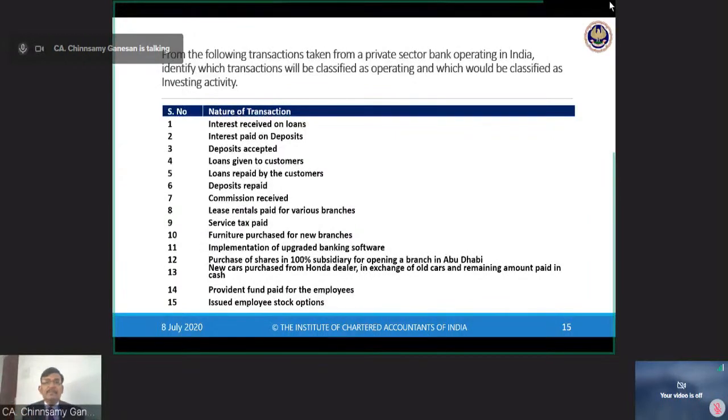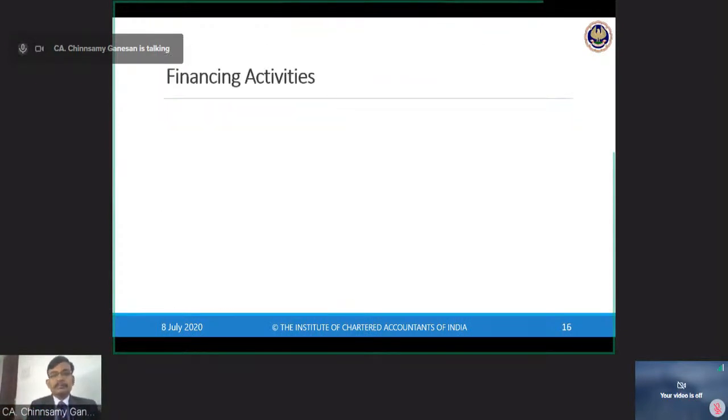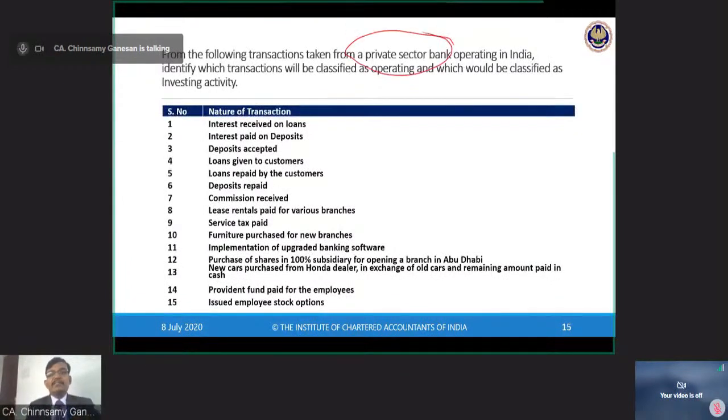I wanted you to understand what we mean by operating activities and what we mean by investing activities. And what is the business? We said that the starting point should be to identify what the business is. This is a private sector bank, right? So the business itself is to give loans, take deposits, and take a spread on that. Interest income will be inflows, interest paid will be outflows. So we know what the core business of the entity is. On that basis, let us move on to understand each and every item.